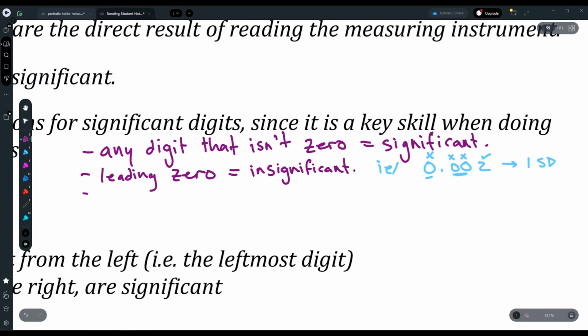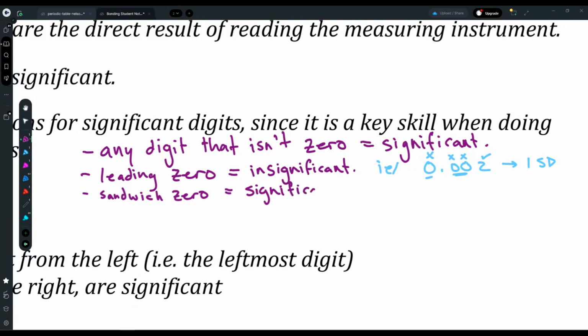Okay, the second case, the sandwich zeros. Those are going to be significant. So, for example, if we have 101, okay, the 1s are significant because they are digits that are not 0. And the 0 in between them, that's what I call a sandwich zero. So a sandwich zero is just a 0 between 2 digits that are not 0. Okay, so all 3 of them are significant. Therefore, this has 3 significant digits.